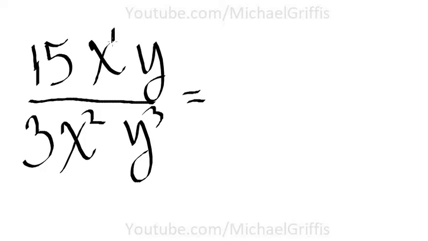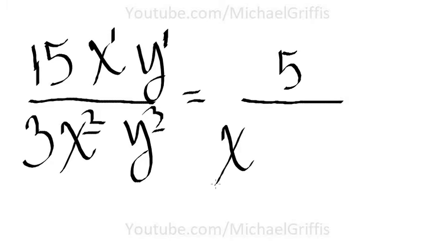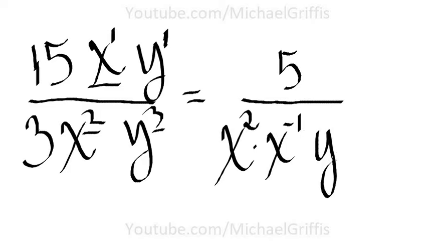Now let's look at this. We have x to the first, y to the first. Down here in the bottom, we have x squared, y to the 3rd. So what are we going to do? We're going to take the ones that are up in the numerator and bring them down. But 3 goes into 15 5 times, so we know that 5 is going to be up here in the numerator for sure. We bring this x to the bottom, it becomes x to the negative 1.